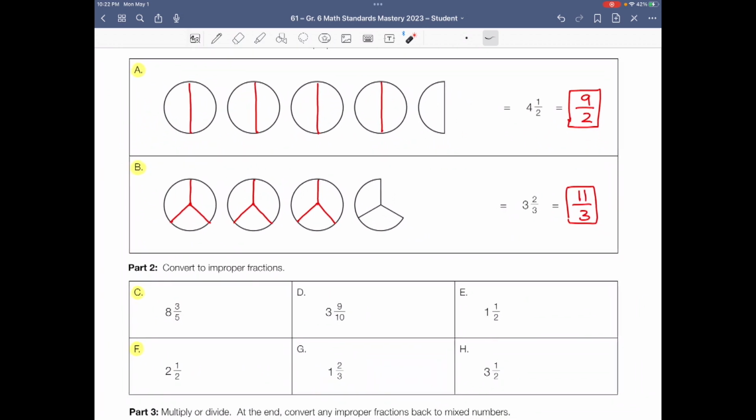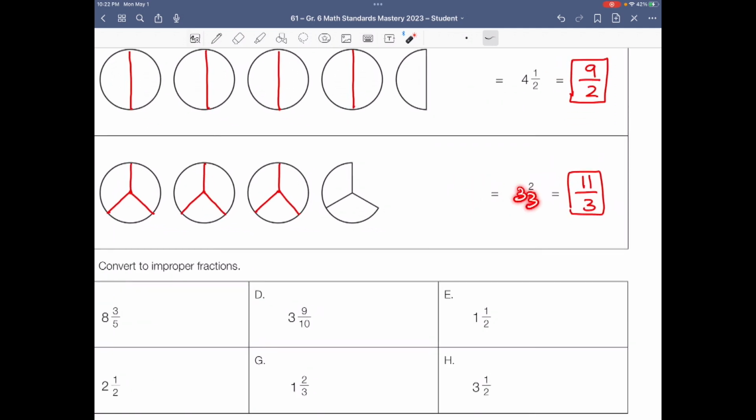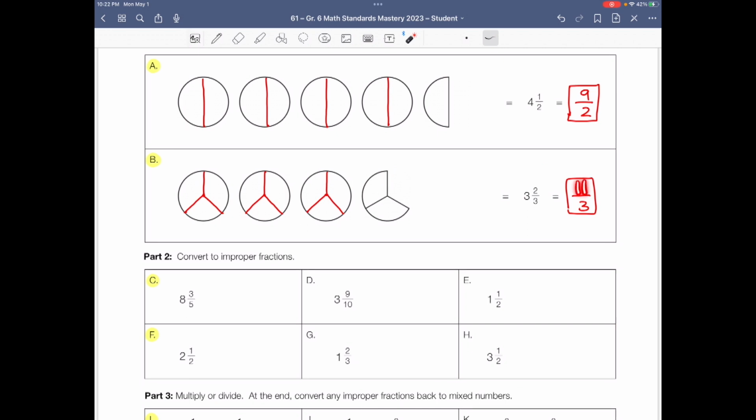Next one for letter B. To go from the mixed number straight to the improper fraction, just multiply 3 times 3, that's 9. 9 plus 2 more equals 11. 11 what? 11 thirds. And this makes sense because we're working with thirds. So that's how you can go straight from the mixed number into the improper fraction without having to draw the model. And these are called improper fractions because the numerator is bigger than the denominator.